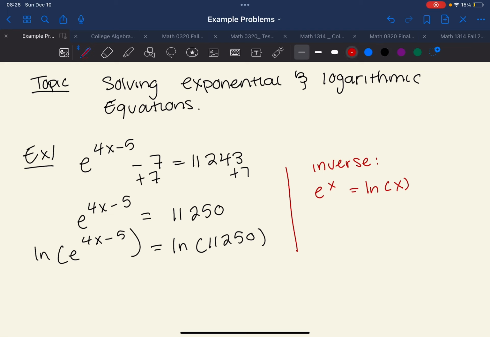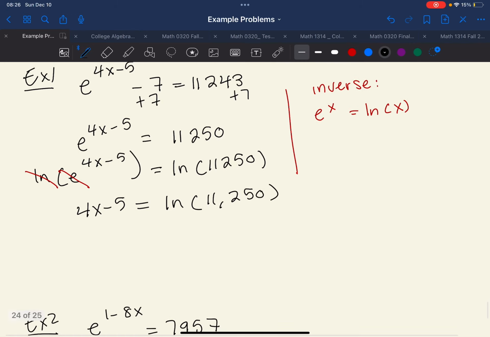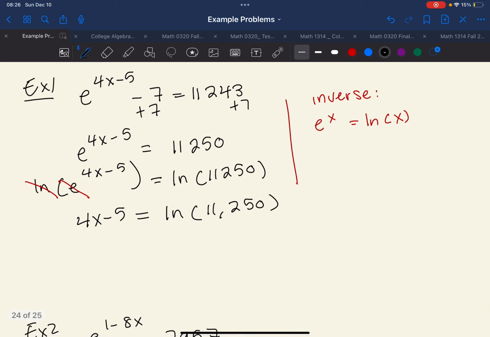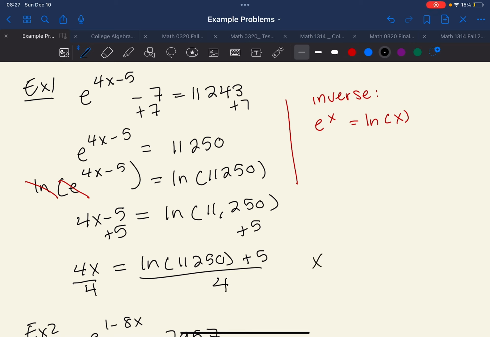What the natural log does is it cancels out that exponential. So now all we're left with is that exponent that gets brought down. So 4x minus 5 is equal to the natural log of 11,250. Okay. Then we're just solving for x. So I'm going to add 5. So I have 4x is equal to the natural log of 11,250 plus 5. And then I'm going to divide both sides by 4. And I get x is equal to the natural log of 11,250 plus 5 divided by 4.